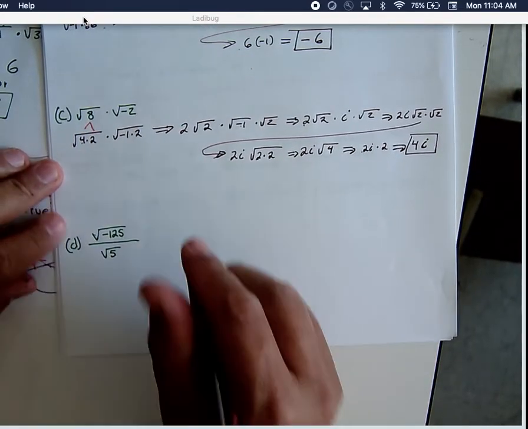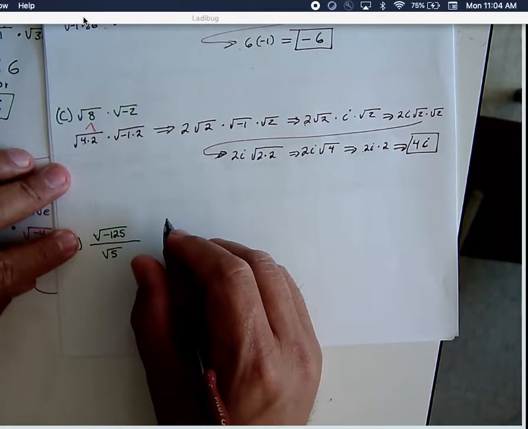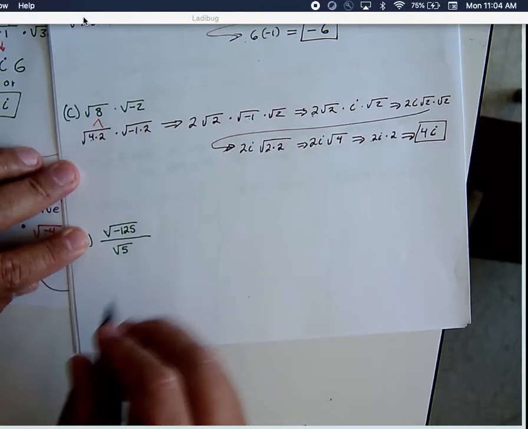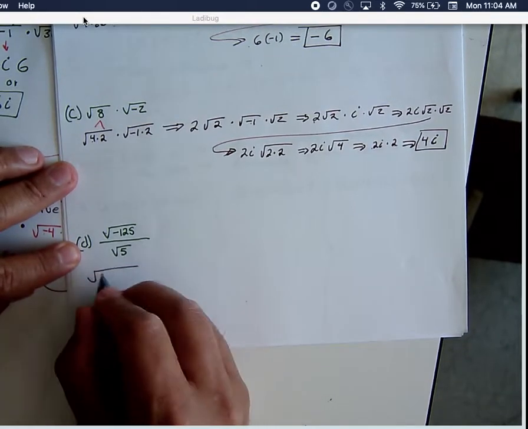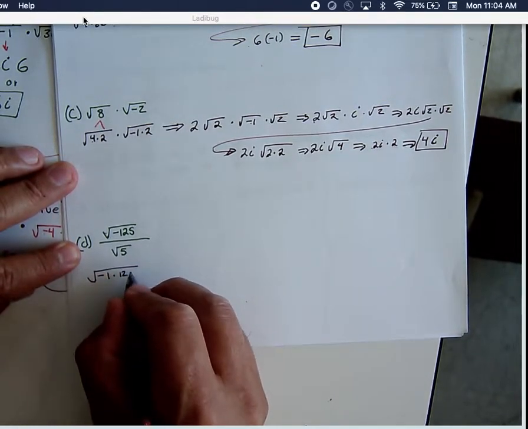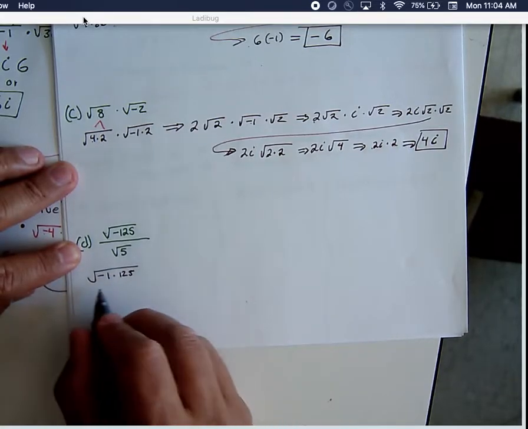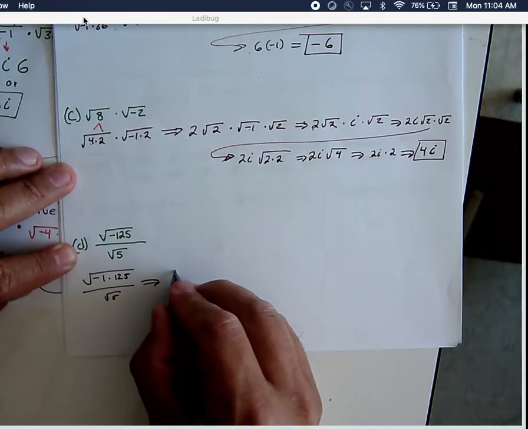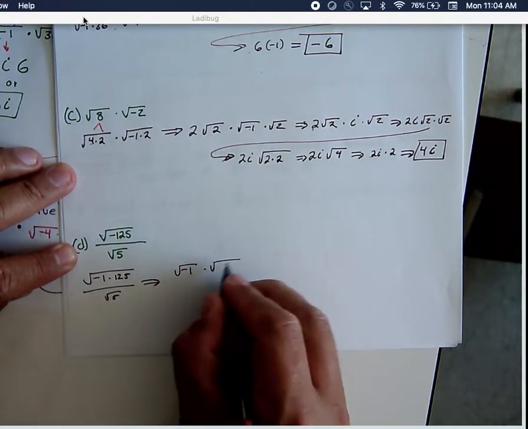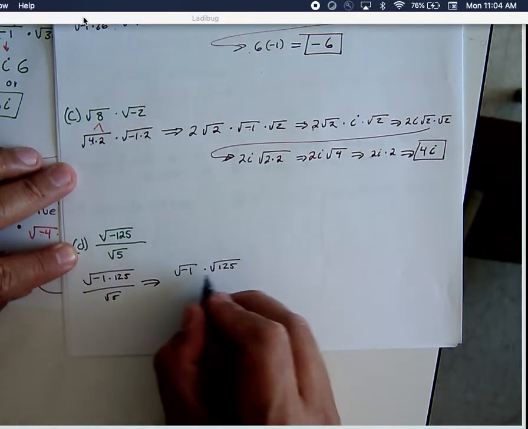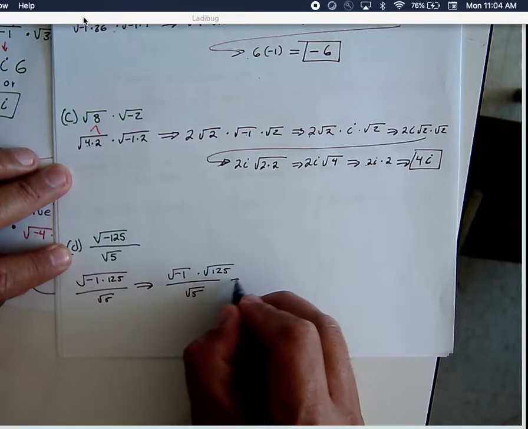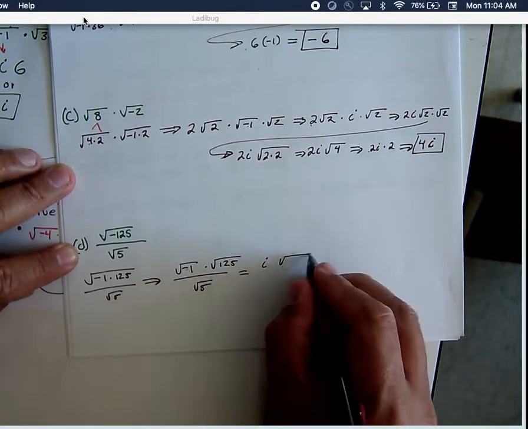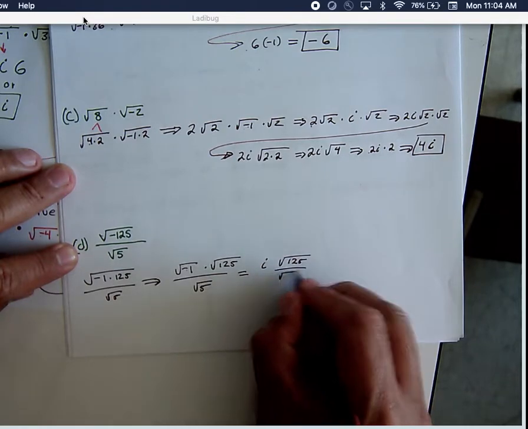Now this one. So again, I'm gonna separate. Then okay, so negative 1 times 125 over square root of 5. So square root of negative 1 times square root of 125 over square root of 5. So this part becomes an i. And then you have square root of 125 over square root of 5.